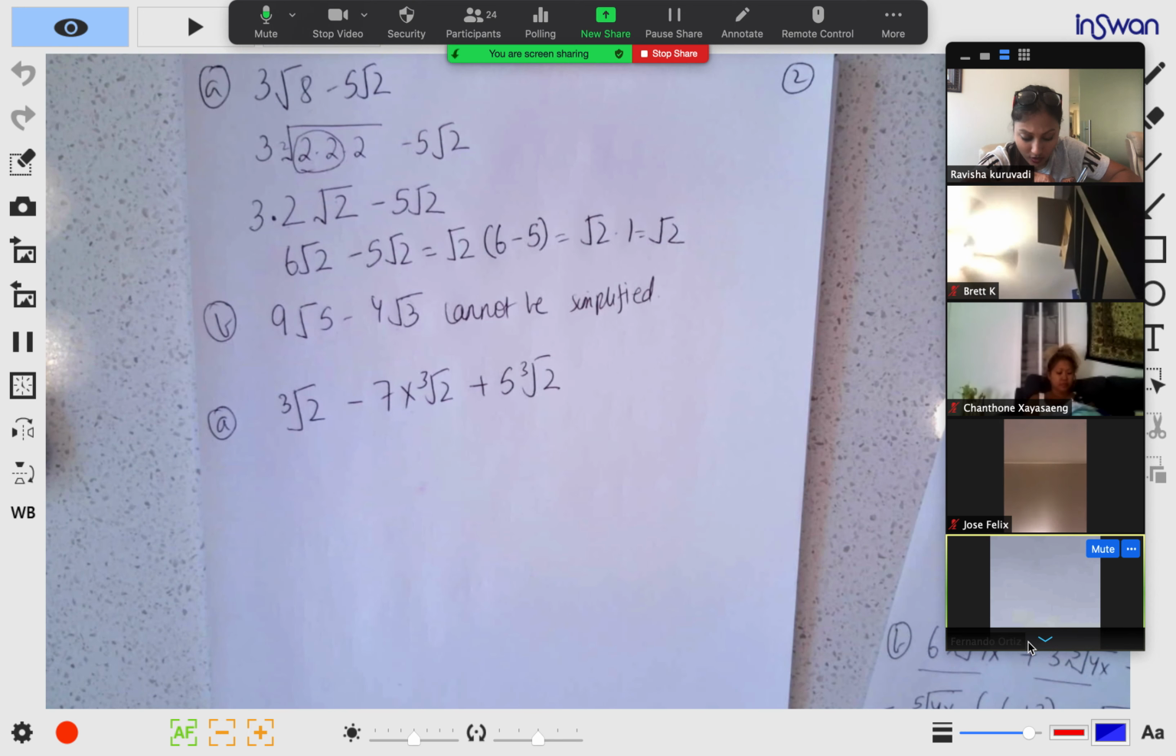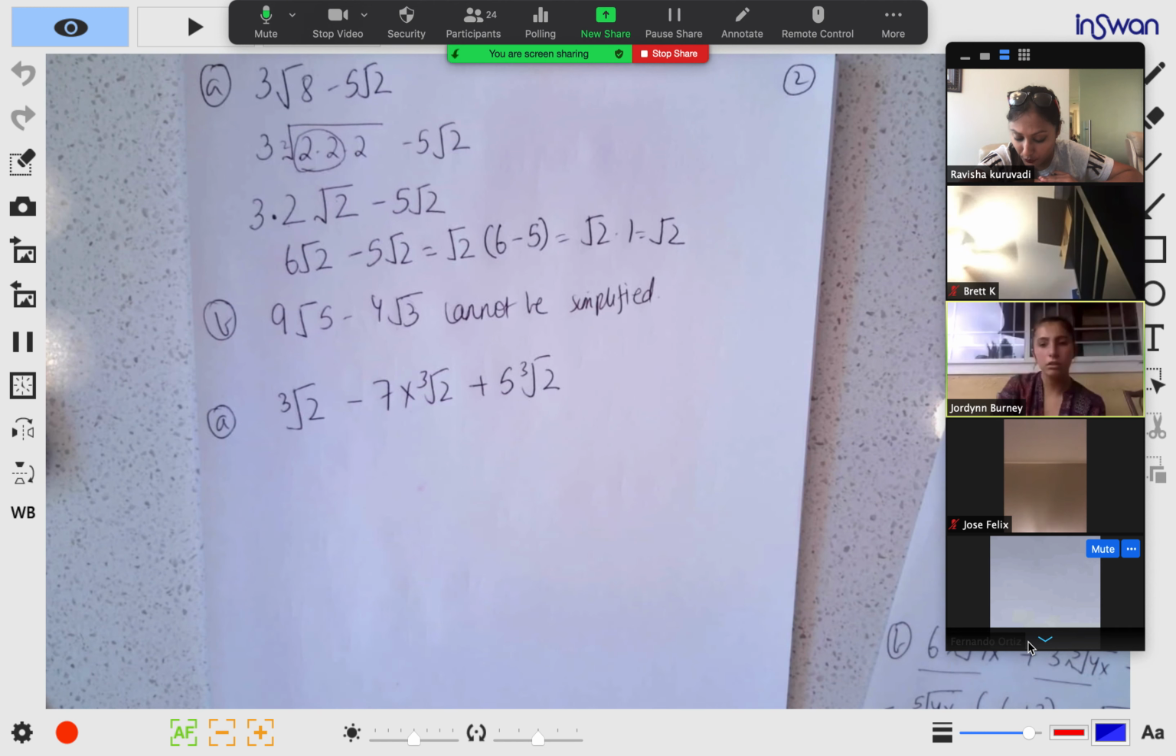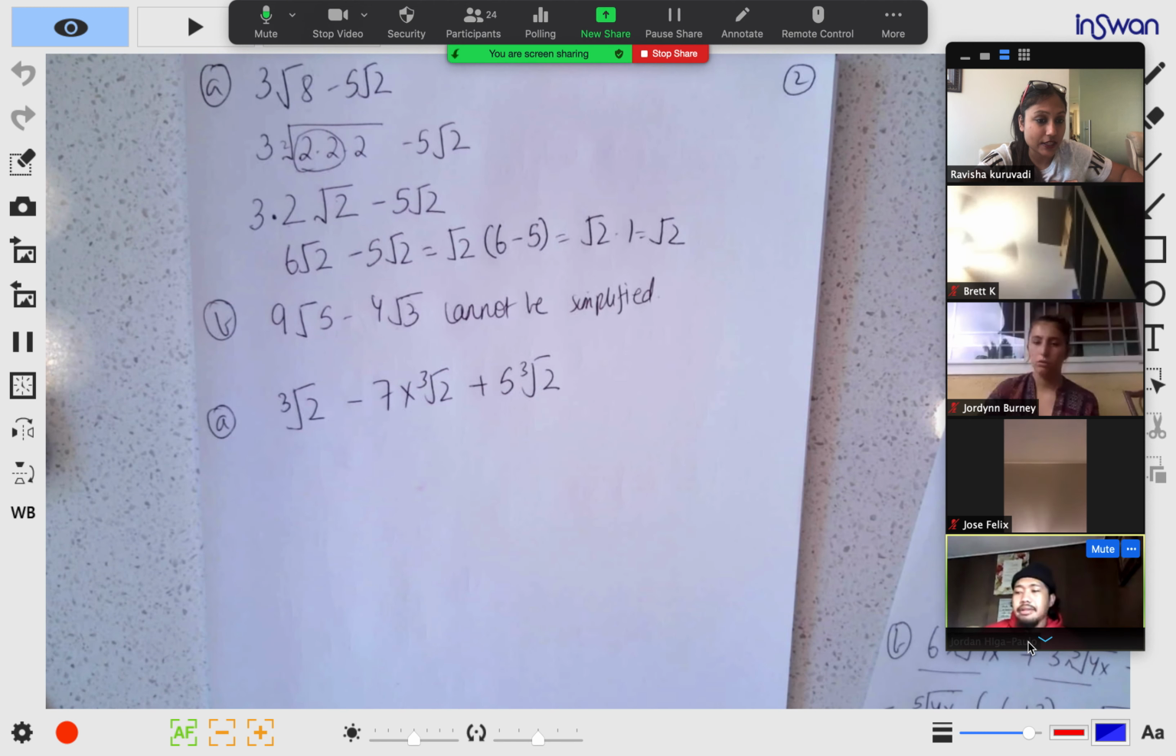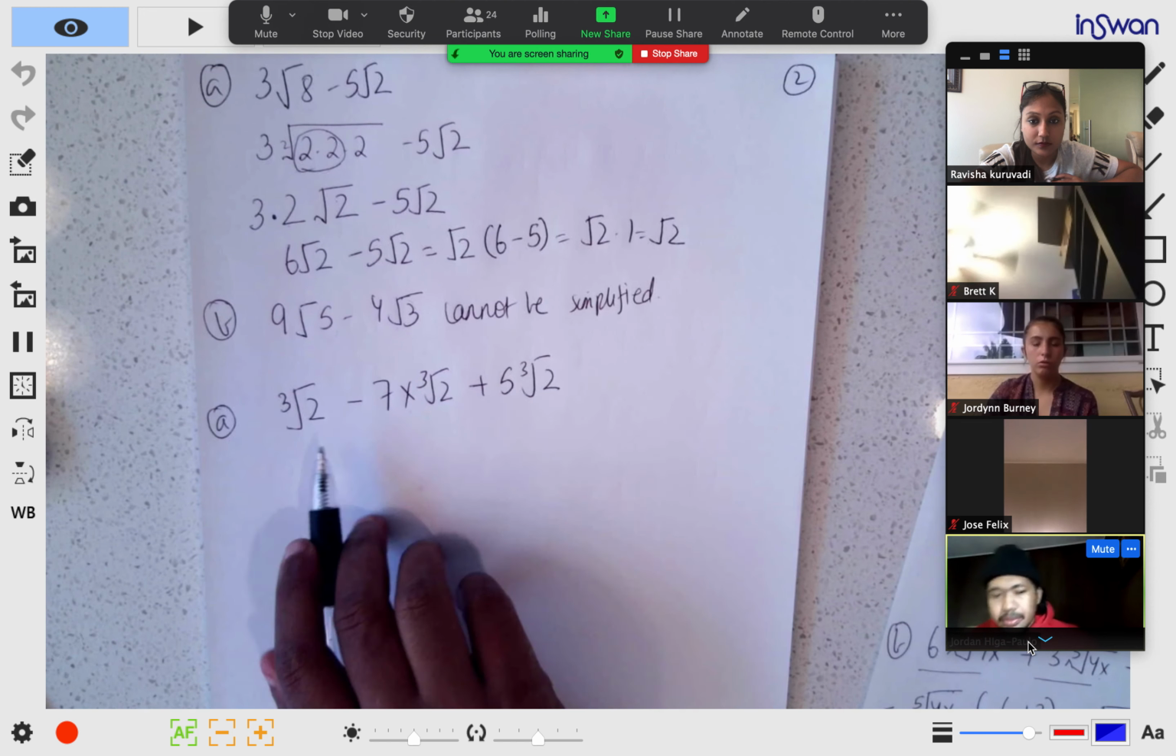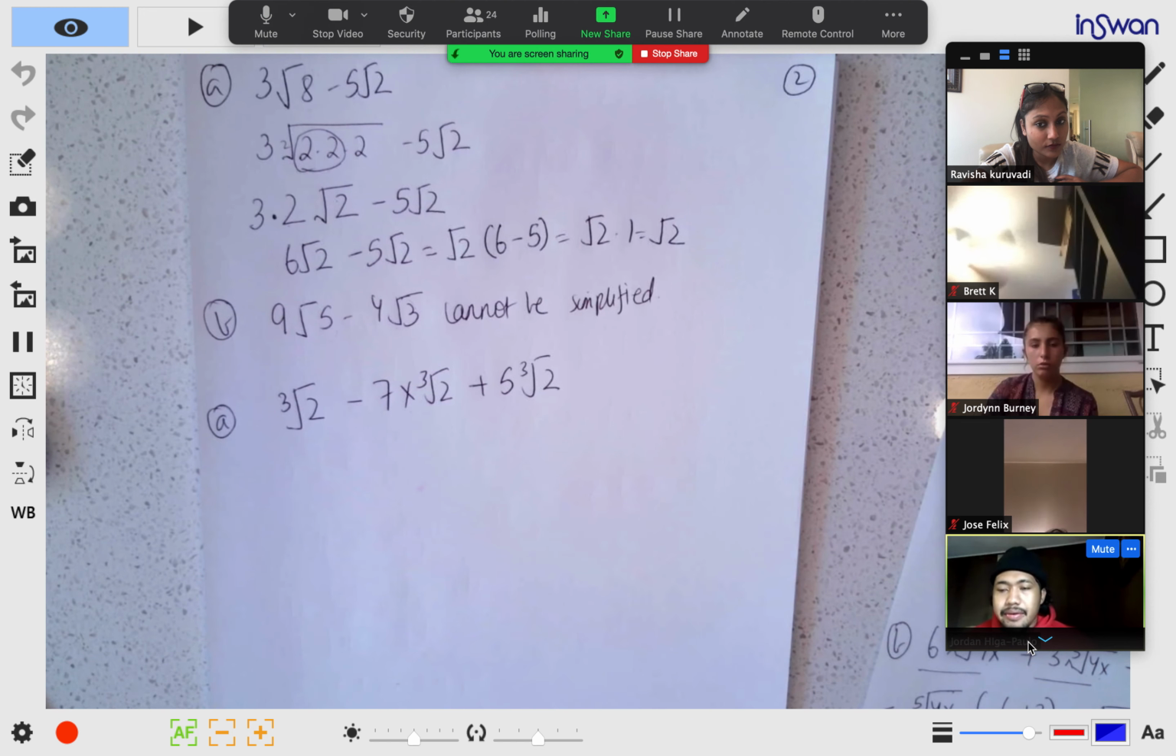Okay, Lauren, is Lauren here? Okay, not. Jordan? Which Jordan? Jordan Paulo. I'm here. Yeah. So how do you combine this thing here? Would that be a negative 7 or just 7? It's negative 7x. So negatives. So we combine negative 7.